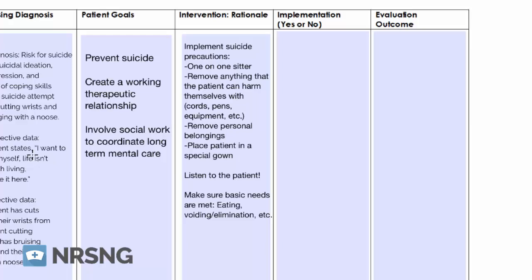And then you place that patient into a special gown so that it looks different than other hospital gowns, in case they have any sort of flight risk or any sort of escape, anything. You want to be able to easily identify that patient.